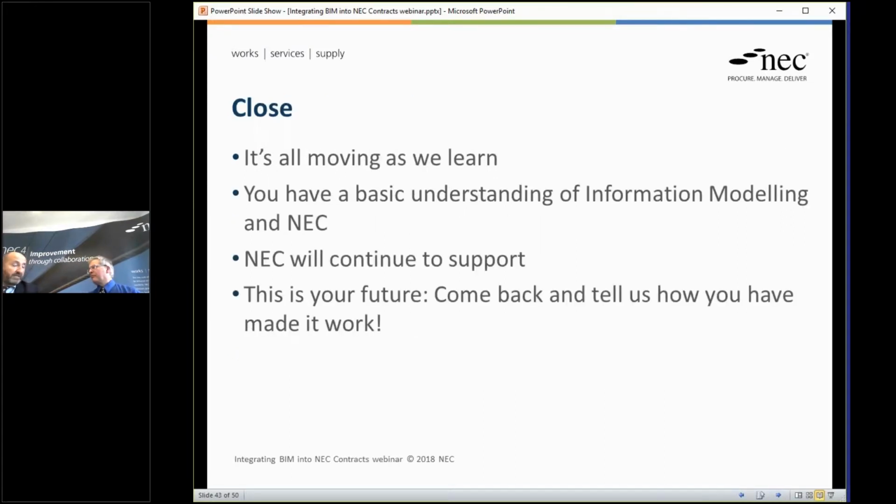Okay, that's pretty much it in terms of the actual slides themselves. We'll now move over to some questions and just see what people want to ask us around that. When I first started these slides a year ago for other purposes, everything's moving, everything's changing. BIM is moving very, very fast. Hopefully, as a result of an hour today, you've got some basic understanding of how these things fit together. And NEC will obviously continue to try and support NEC and BIM across the industry. Okay, some of the questions we've received.